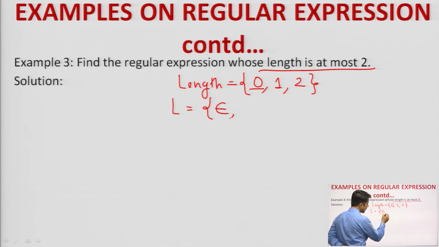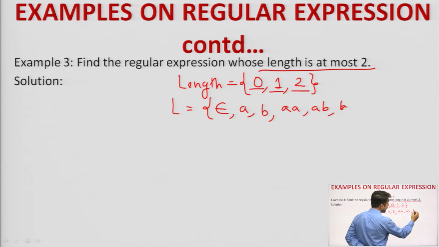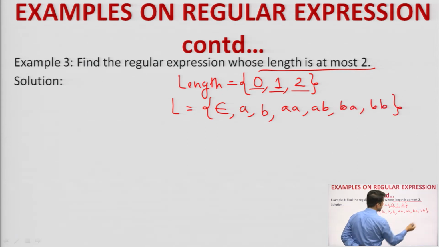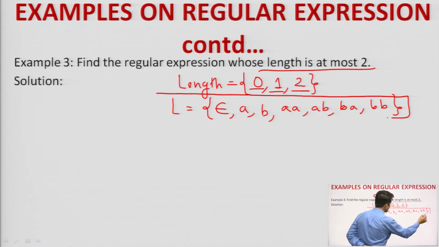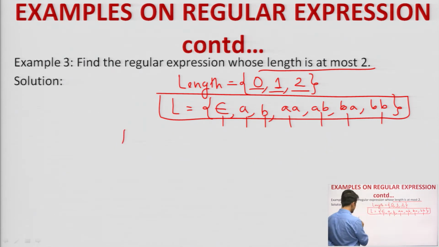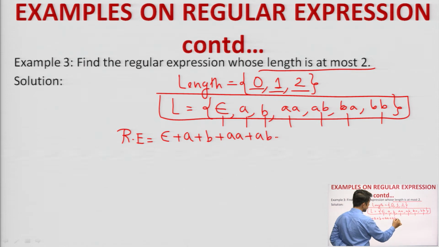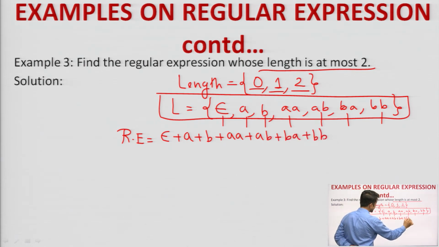For 0 it will be epsilon, for length equals to 1 it will be a and b, for length equals to 2 we already know: aa, ab, ba, bb, and this is the language that I am having. And what are the operands? Operands are these. Okay. What will be the expression? The expression will be epsilon plus a plus b plus aa plus ab plus ba plus bb, correct. Now, you can simplify it or you can leave it as it is, as it is a finite language. So, you can leave it as it is also, but try to elaborate it.